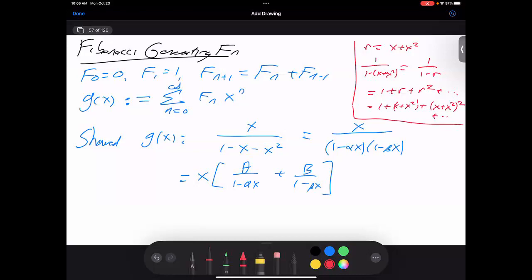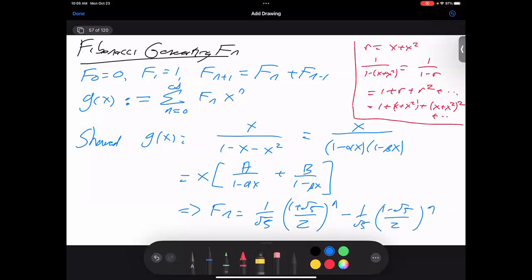And what you can see is only finitely many terms will ever contribute. Great, it's a finite calculation, but that doesn't mean we can write down a nice closed form expression. If we use partial fractions, we can then expand it out. And when we use partial fractions, we end up getting that fn is 1 over root 5 times ((1 plus root 5) over 2) to the n, minus 1 over root 5 times ((1 minus root 5) over 2) to the n. And this was Binet's formula.